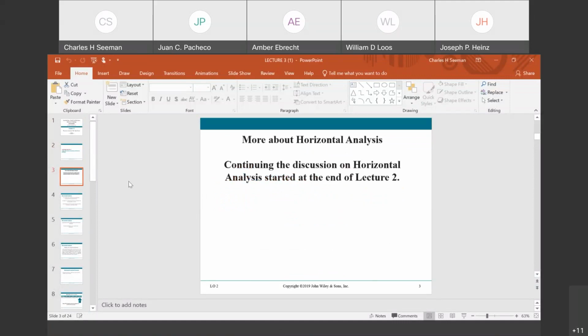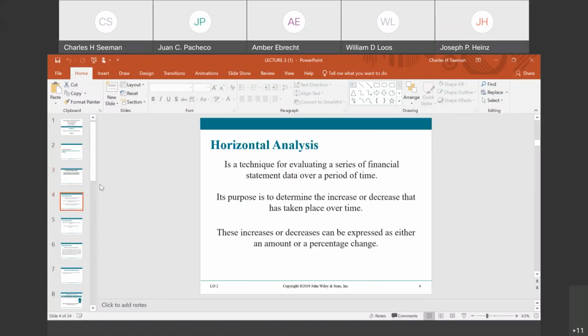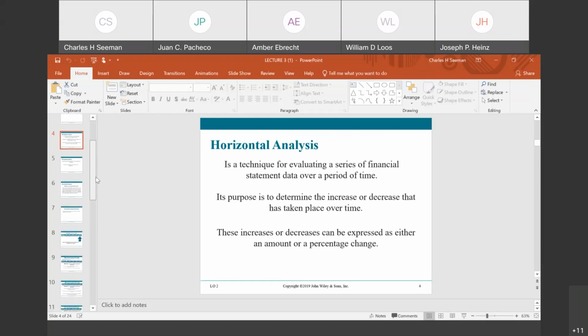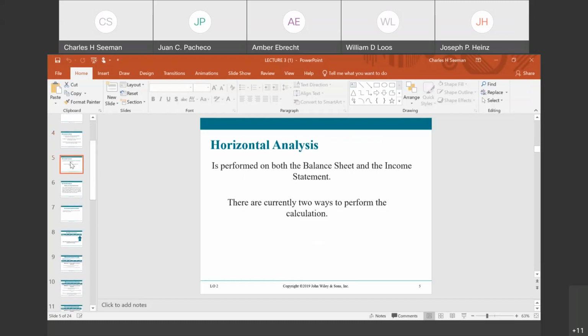Okay. So we'll continue the discussion on horizontal analysis started last lecture. Horizontal analysis is the technique for evaluating a series of financial statement data over time. It's basically all I want you to know is it's an analytical tool. Purpose is to determine the increase or decrease over time, and the increase or decrease can be expressed as an amount or a percentage. Usually I use percentages. The horizontal analysis is performed both on the income statement and the balance sheet, which is something we haven't done yet on the income statement.